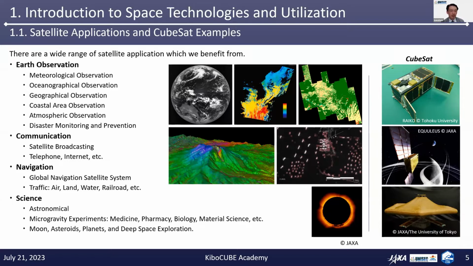The second category is communication. Satellite broadcasting, telephone, internet, etc., as you might know, belong to this category. The third category is navigation. These are global navigation satellite system and traffic management system, such as air, land, water, railroad, etc. The final category on this slide, last but not least, is the science applications. Starting from astronomical observation, microgravity experiments, such as medicines, pharmacy, etc., and space explorations such as moon, asteroids, planets, and deep space explorations belong to this category.